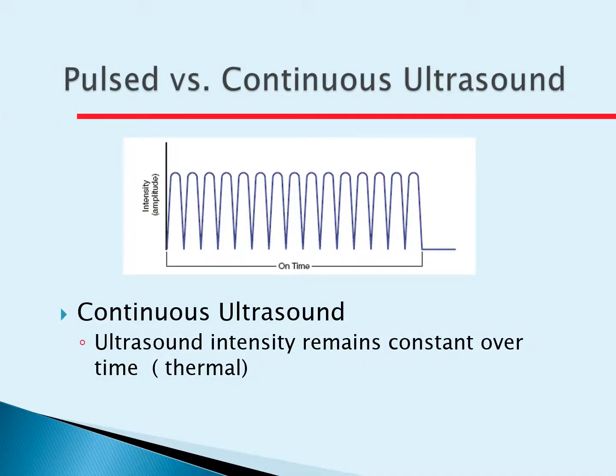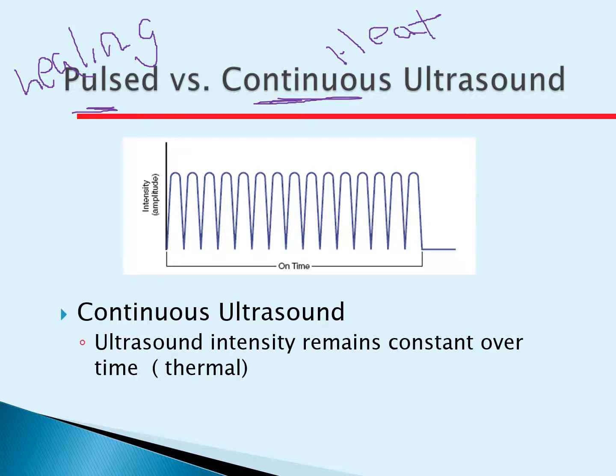Pulsed versus continuous. This is the decision between heating and healing, right? So pulsed, you want to think of healing. Continuous, I want you to think of heat. So continuous, heat; pulsed, healing. And the way I remember this is the abbreviation typically for continuous is CONT. Heat has 4 letters. CONT has 4 letters. Therefore, heat and continuous go together. That's the way I remembered it in school. You can remember how you want. But again, the difference between heating and healing.